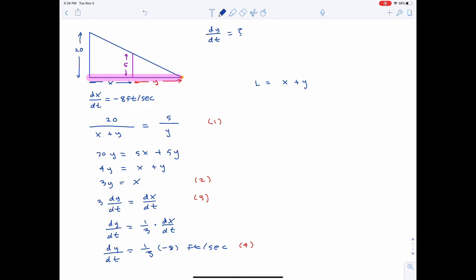So I'm calling the length L. L is going to be equal to that highlighted pink portion, and it equals x plus y. If I want to find the rate of change of L, then I have to take the derivative. So dL/dt equals dx/dt plus dy/dt. And the nice thing is we already have numbers for these. dx/dt we were given is -8. And dy/dt we found in equation 4. So dy/dt equals plus 1/3 times -8. And that is the rate of change of the tip of the shadow, and I'm going to put that in feet per second.